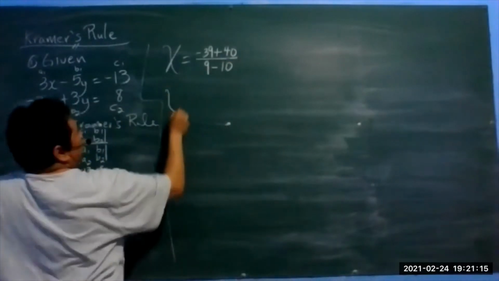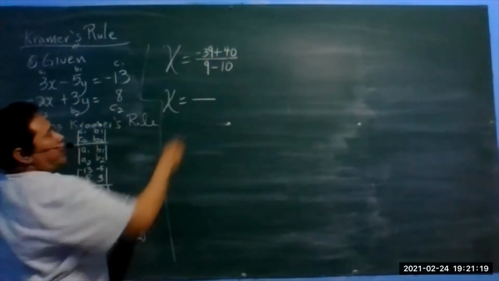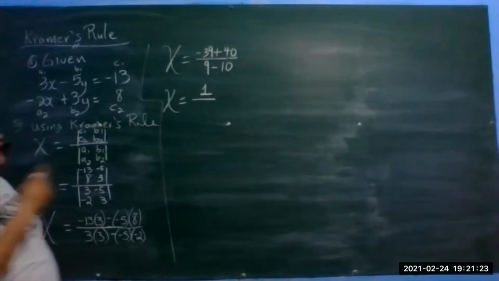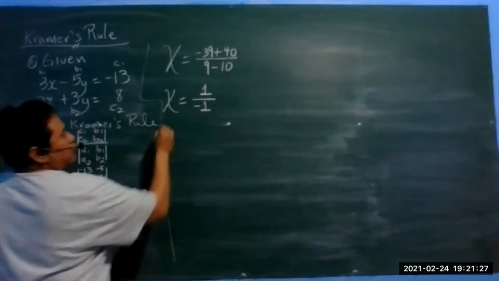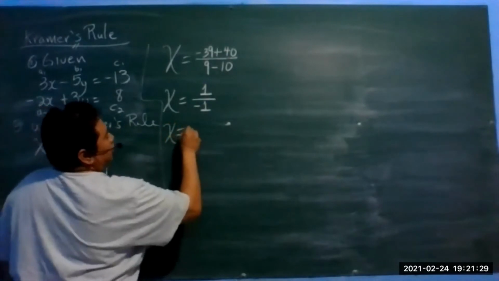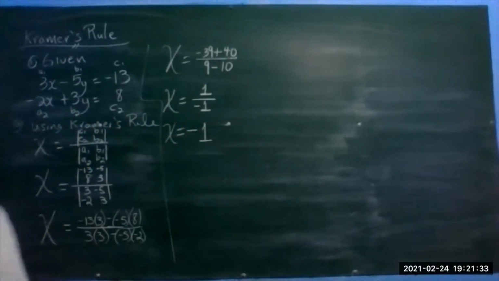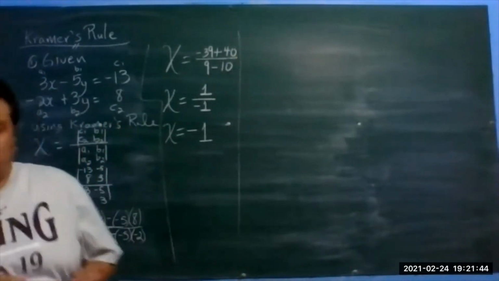So basically, I have x is equal to 40 minus 39 is obviously 1. And 9 minus 10 is actually negative 1. So x is equal to negative 1. And that's all we're doing today. In the sense, we're only looking for x's. We're not going to be approaching y's in today's lesson.